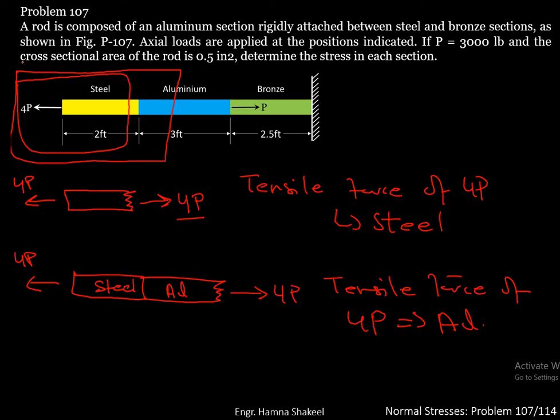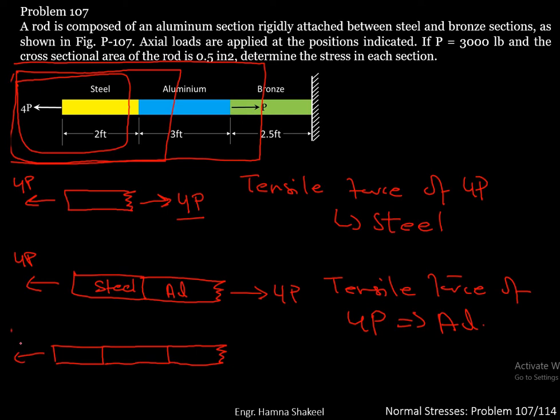Then you have got bronze. You can draw a free body diagram of bronze. So you have got steel, you have got aluminium, and then you have got bronze. So you have a force of 4P acting on the left side, and then you have a force of P acting in the right direction on bronze. So you'll have a reaction of 3P in the right direction.